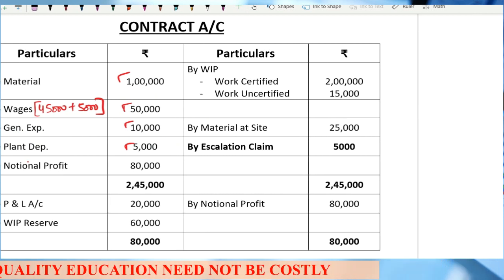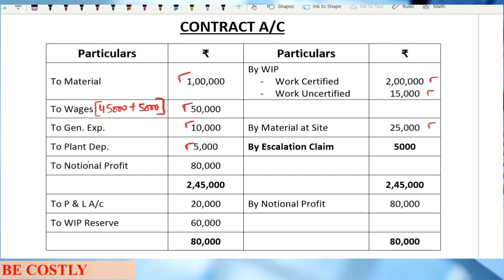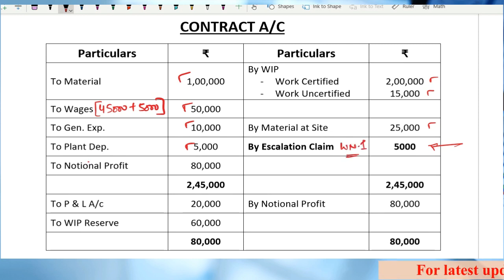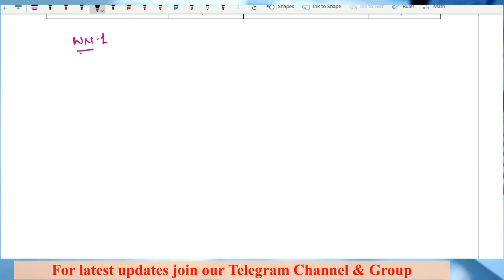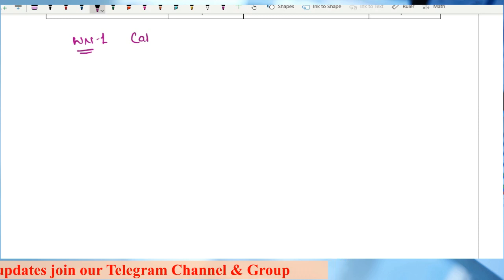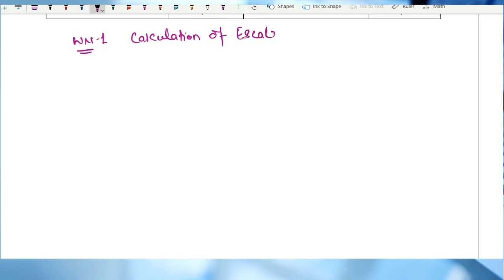WIP is given to you, work certified, work uncertified, material at site 25,000 is given to you. Now, this is the most important part, escalation claim, right? Working note number one. Let's see. So we are going to prepare the working note now. Working note number one, calculation of escalation claim.